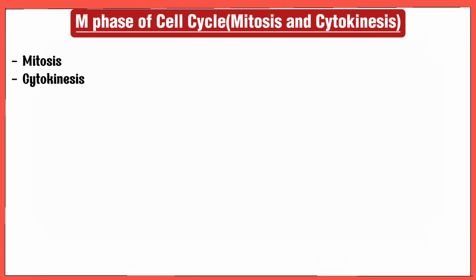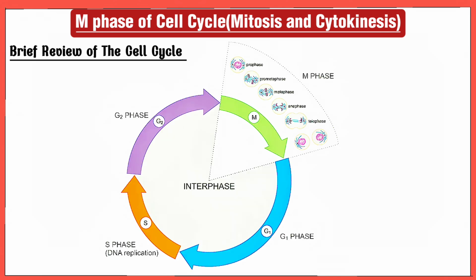So let's do a brief review of the cell cycle. We said the cell cycle is divided into two phases, which is the interphase and the M phase. And the interphase is comprised of three subphases, which are the G1 phase, and this is where cells grow, and the S phase, it is where there is synthesis of the DNA, and the G2 phase, this is where the cell grows the more and prepares itself for the next phase, which is the M phase of the cell cycle.